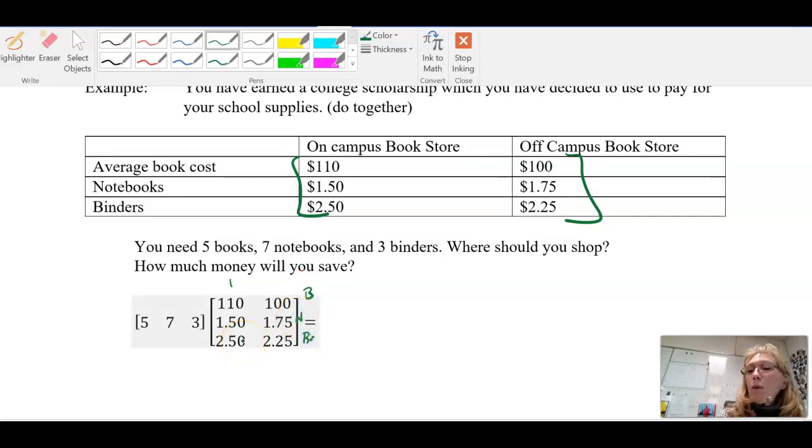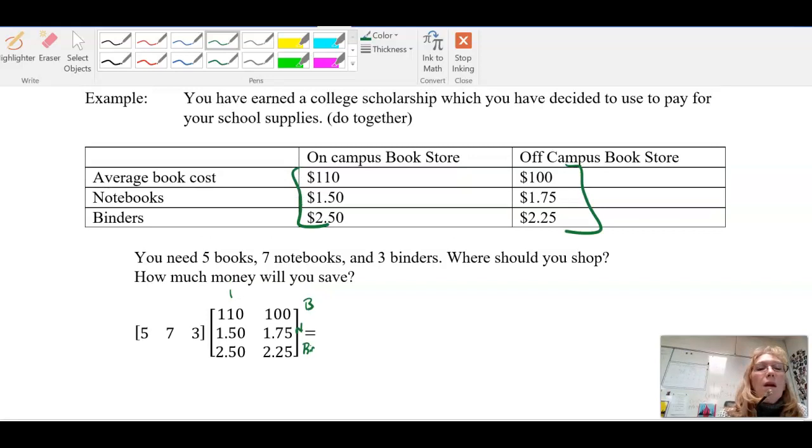All right, now remember when we multiply, we do rows to columns. It says above, I should have read, scholarship you decide to pay. You need 5 books, 7 notebooks, and 3 binders. Well, to multiply, we have to do rows times columns, right? So this has to represent the books, this the notebooks, this the binders. So I'm multiplying like to like. So 5, 7, and 3 has to go in this order.